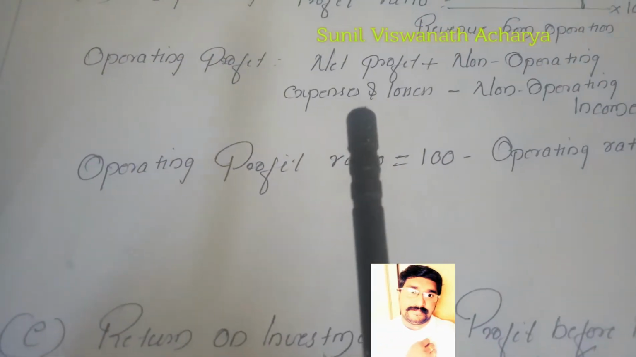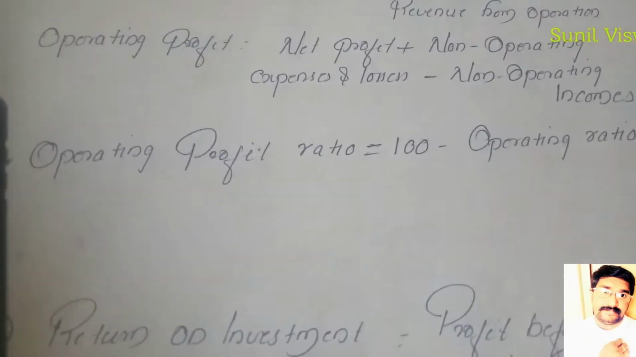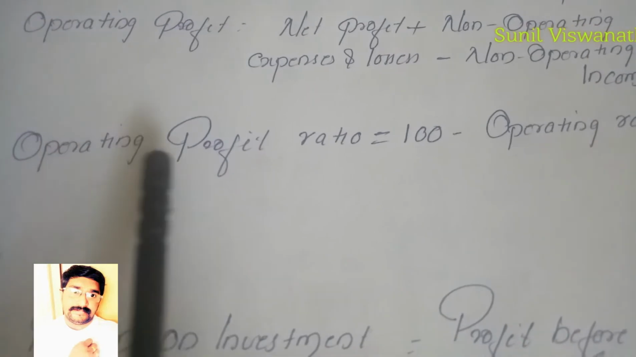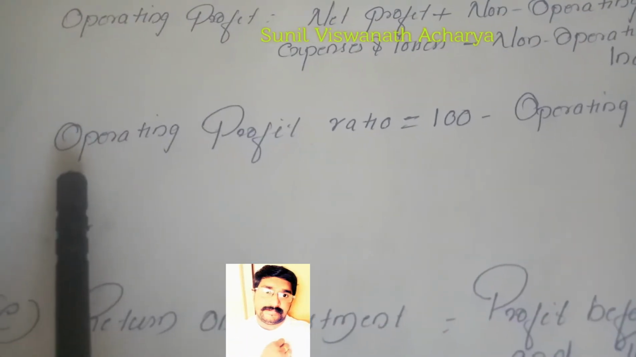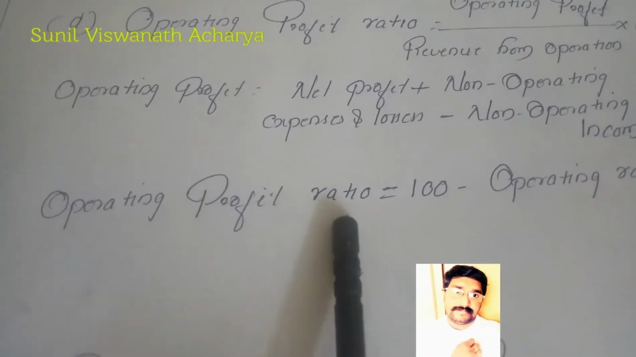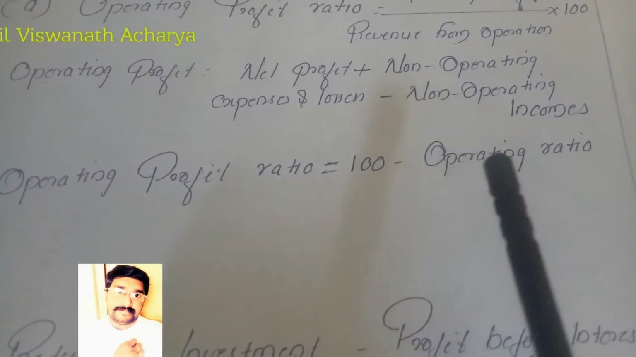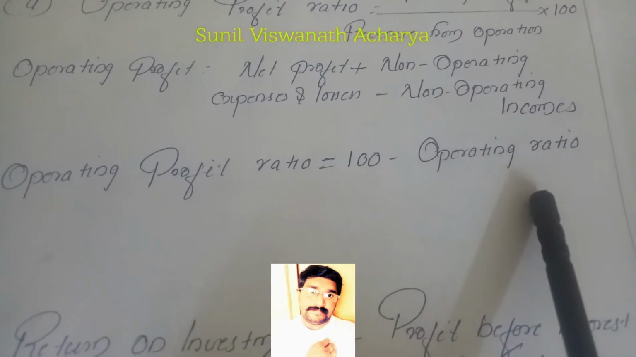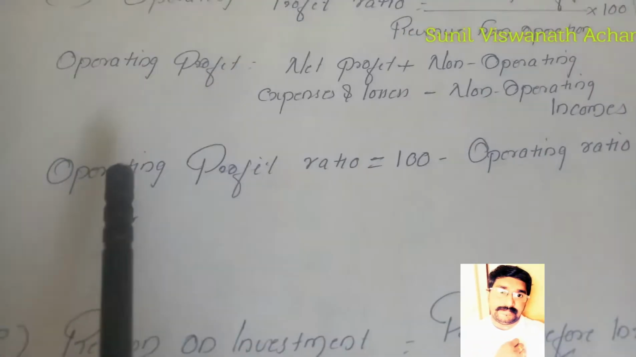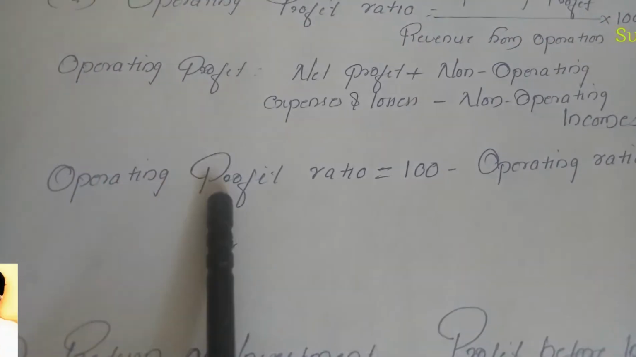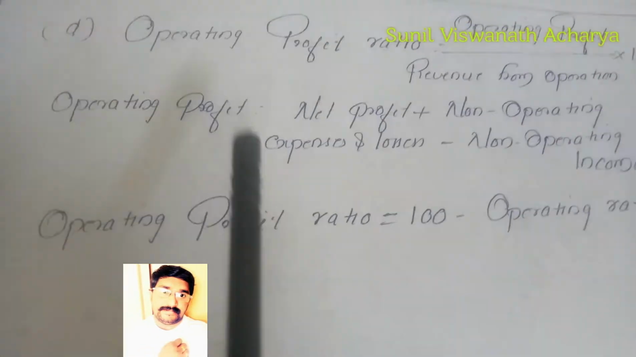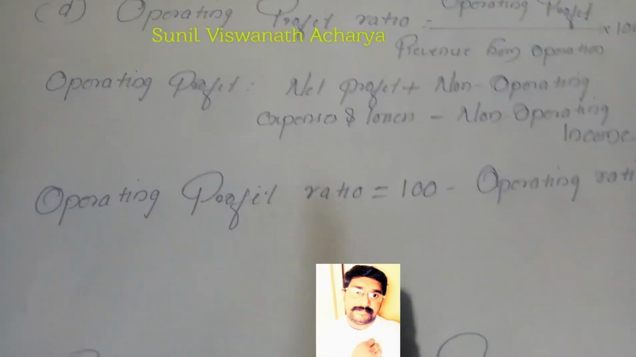Some questions, if operating ratio is given, how can we calculate operating profit ratio? So another equation for operating profit ratio is 100 minus operating ratio. From 100, if you subtract operating ratio, you will get operating profit ratio. This is another equation for operating profit ratio.